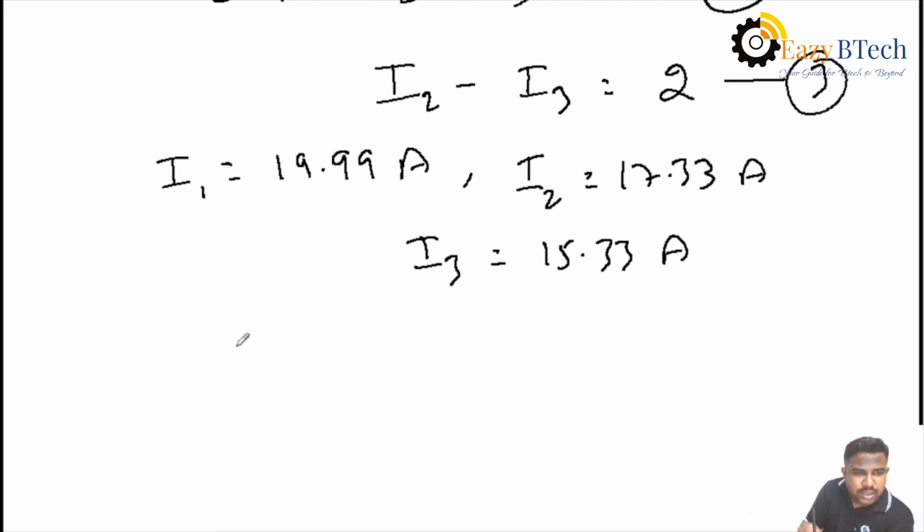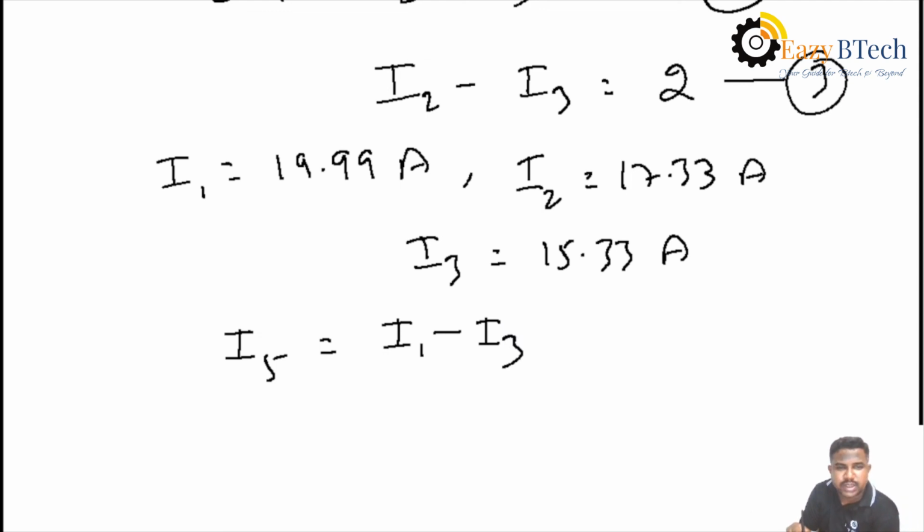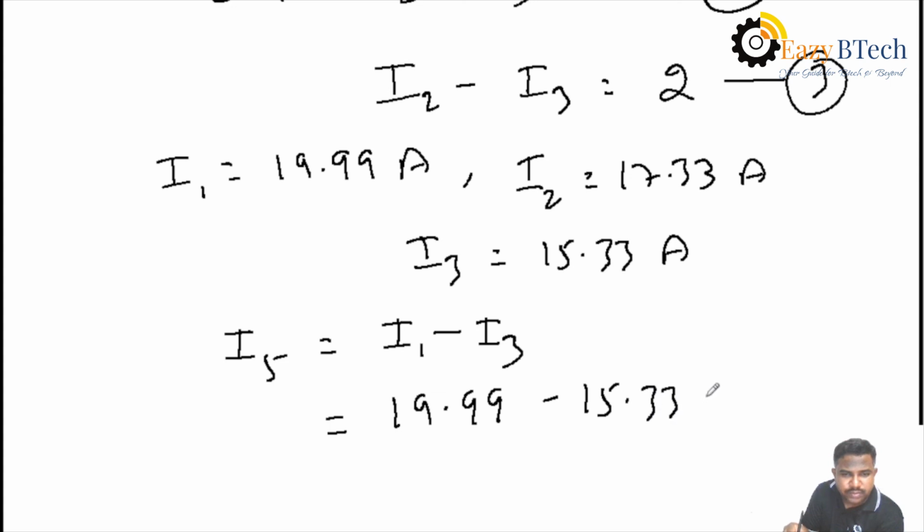But here our aim is to find the current passing through the 5 ohms. I take that current as I5. The 5 ohm resistor belongs to the first loop and the third loop, so the current is I1 minus I3 or I3 minus I1. But here I1 is the larger value, that's why I take I1 minus I3. That is 19.99 minus 15.33, and the value is 4.66 amperes. In this way you can do the super mesh analysis.